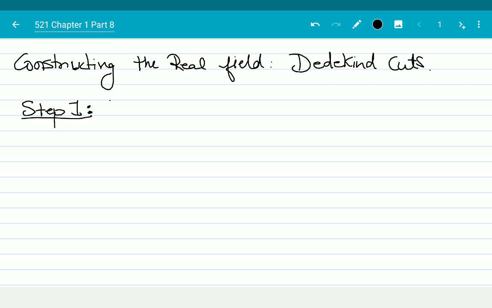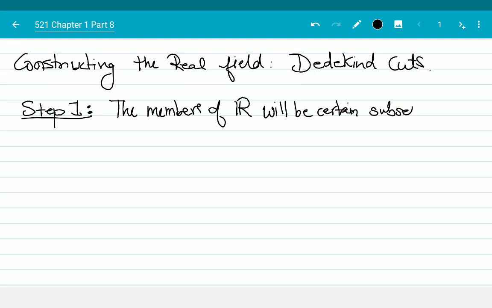Okay, so the members of R, a field that we don't know yet, will be certain subsets of Q, the rationals, called cuts.